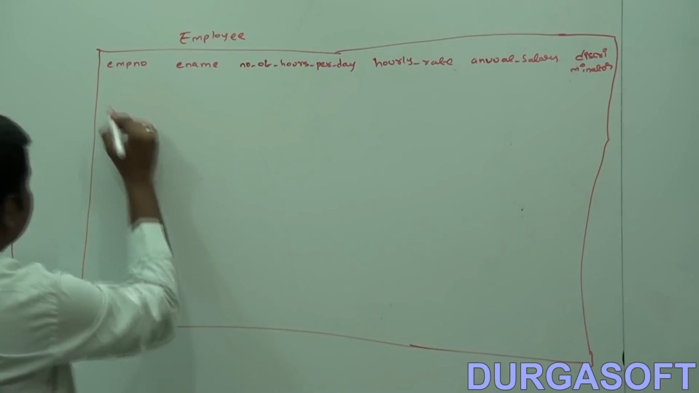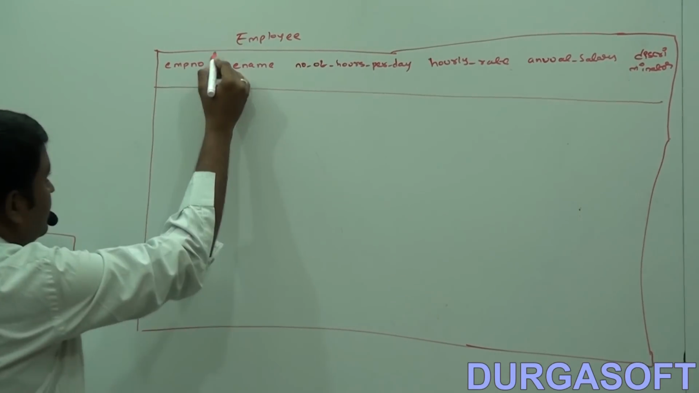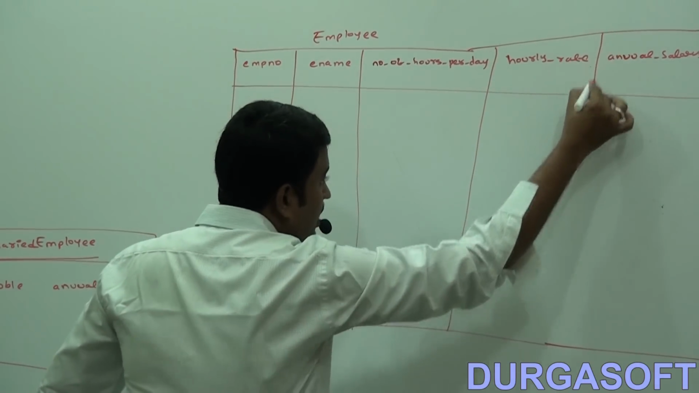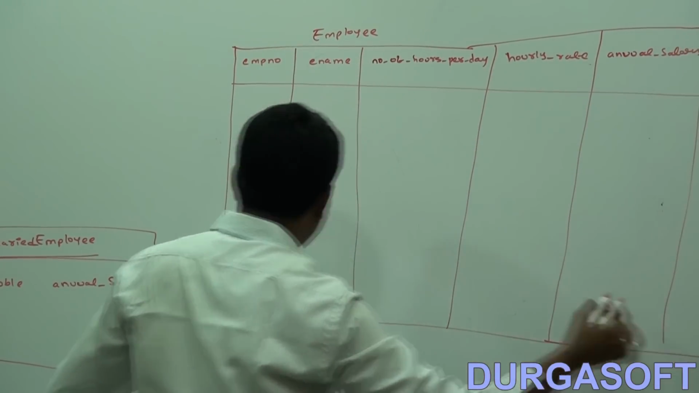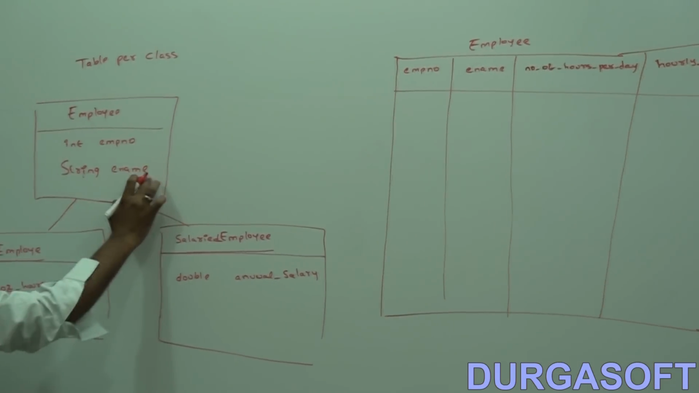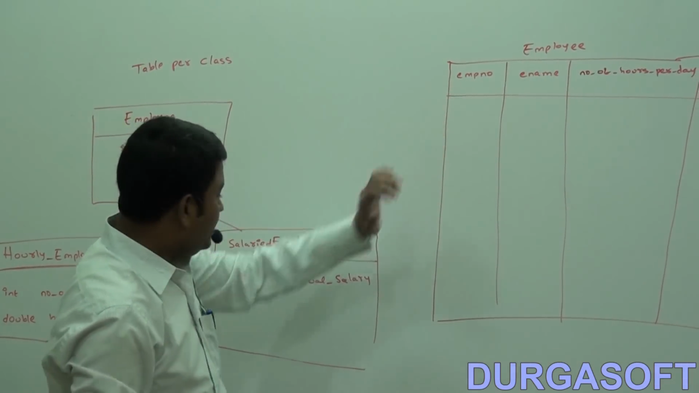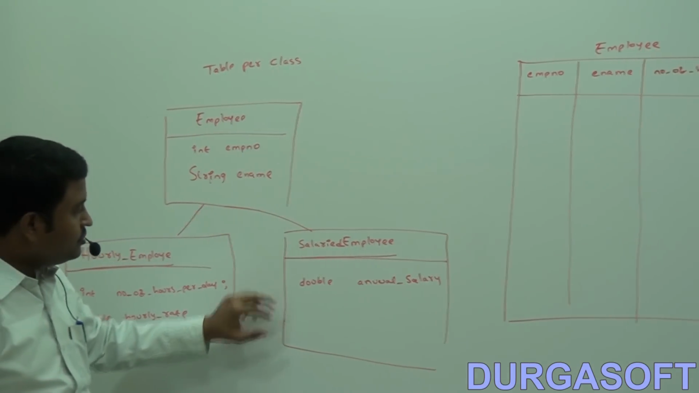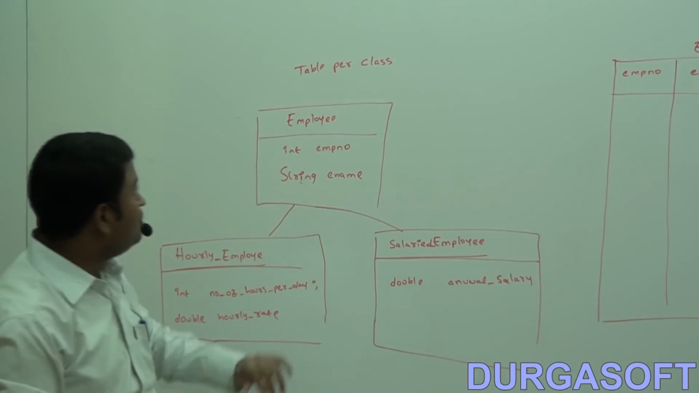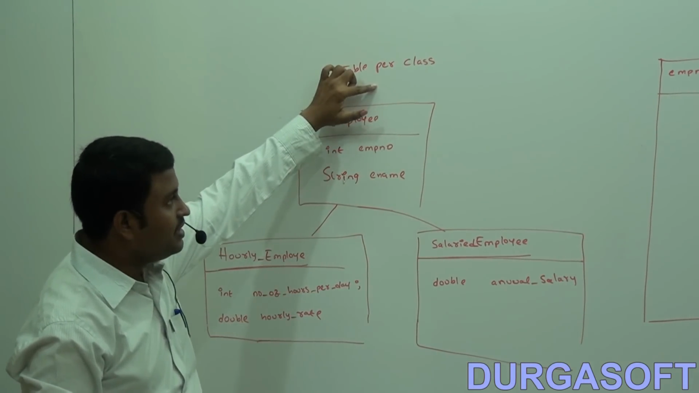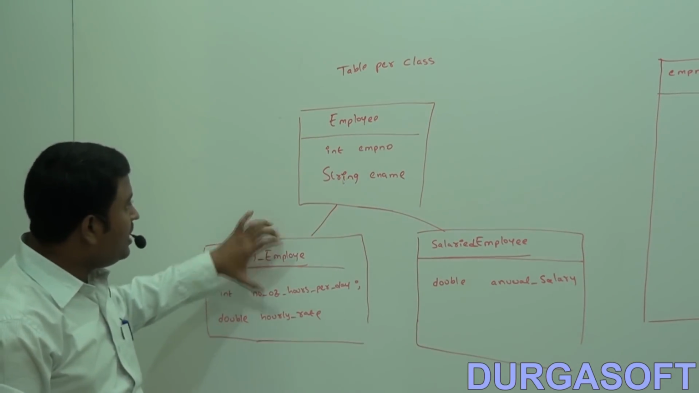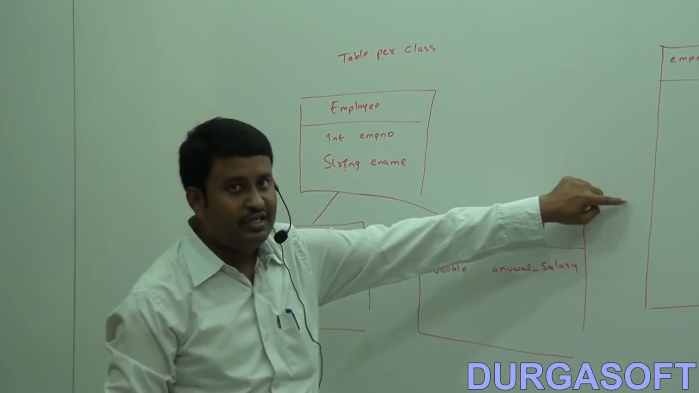So this is the employee table. It contains these many columns. If I store hourly employee details, it stores hourly employee data and employee data in this table. If I store salaried employee, it stores salaried employee data and employee data in this table. So in this approach, table for class hierarchy, the database contains only one table. We store both parent data and child data in this single table.